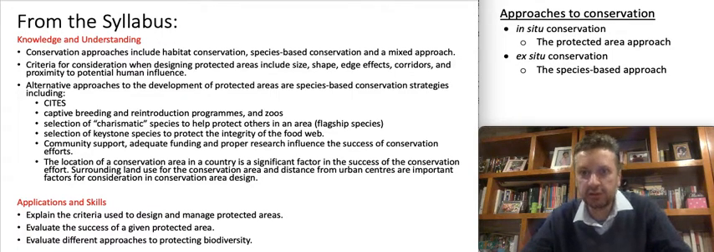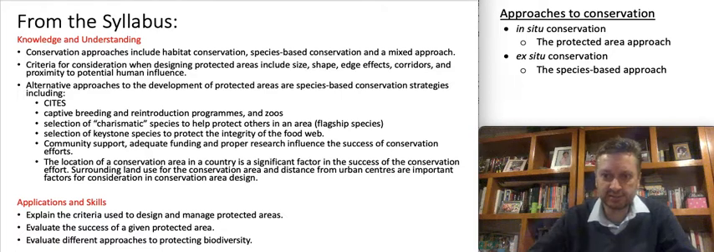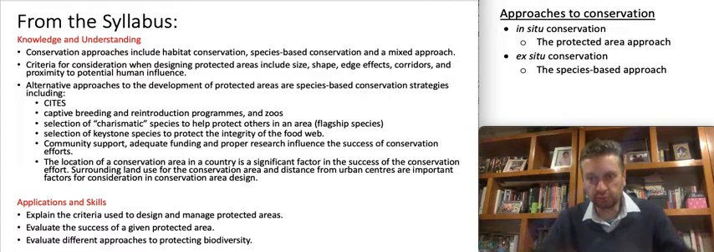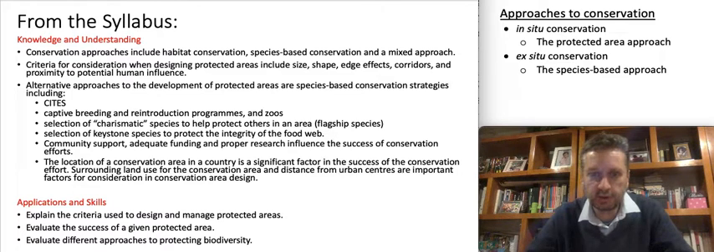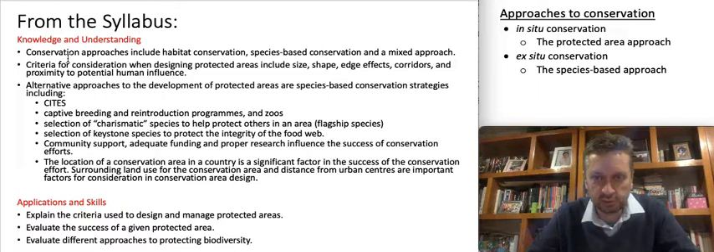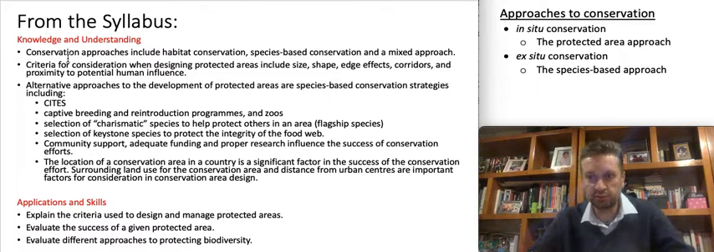Both are correct. Or we could look at the ex situ approach of conservation, or off-site, which is basically the need for zoos, or we could call it the species-based approach. In other words, we concentrate on protecting particular species rather than protecting habitat as a whole. Now, I think it's fairly obvious that those two things are not necessarily mutually exclusive, and it says here in the first bullet point, both approaches are applicable, but we could also have a mixed approach where we do both things together.